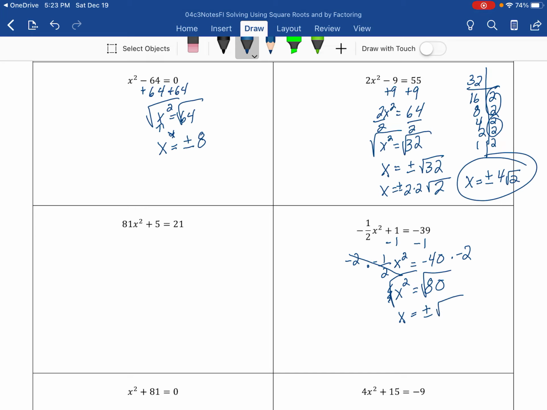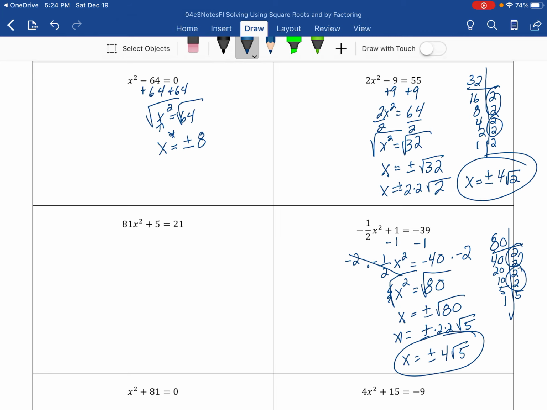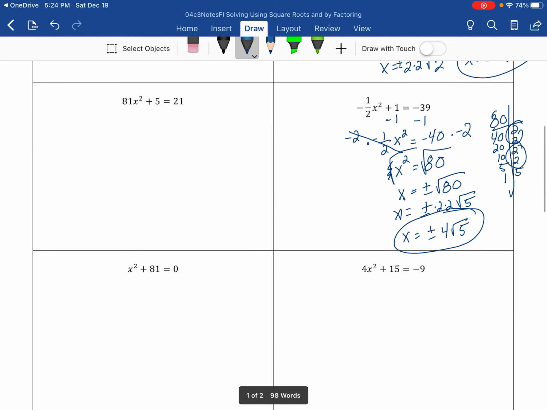Then I take the square root of each side. X is equal to plus or minus radical 80, and I just have to simplify. 80 divided by 2 is 40, 40 divided by 2 is 20, 20 divided by 2 is 10, 10 divided by 2 is 5, 5 divided by 5 is 1. So I have 2 2's on the outside, a radical 5 on the inside. So it's going to be plus or minus 4 radical 5.